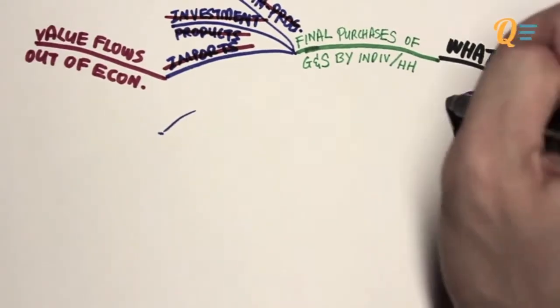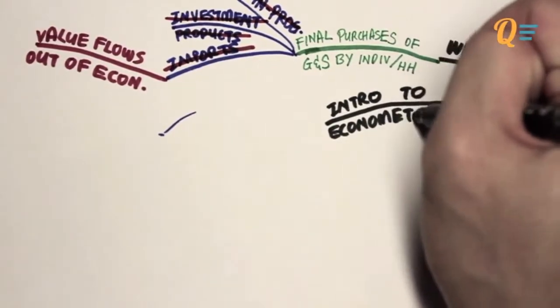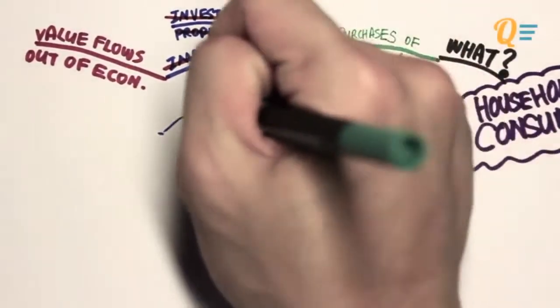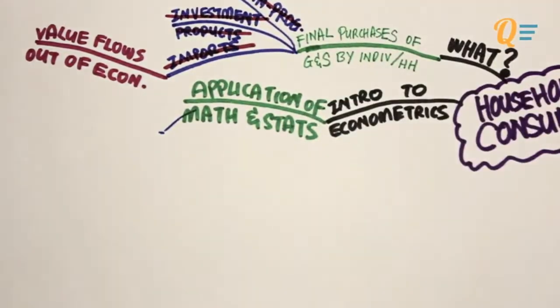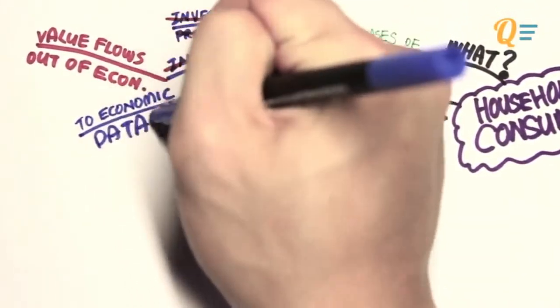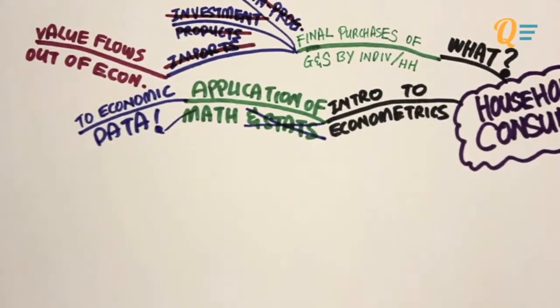I'm now going to introduce to you the concept of econometrics. Now, econometrics is not part of your syllabus, but me explaining this to you will help you to understand macroeconomics at a much better level. In a nutshell, econometrics is the application of math and stats to economic data. And for the purpose of this video, I'm not going to talk about statistics because I think it's just going to upset you. So you can relax.